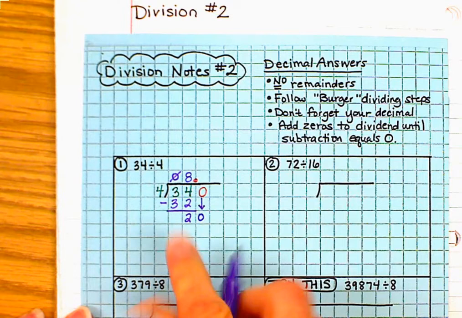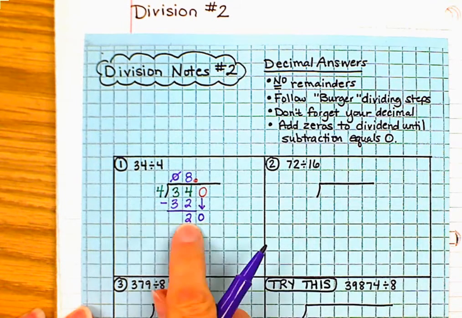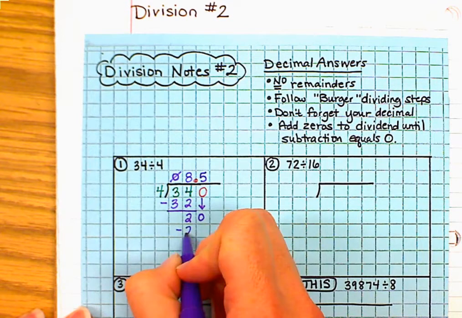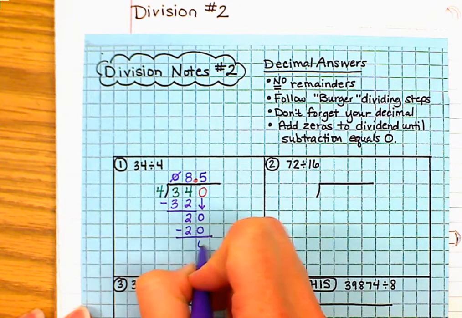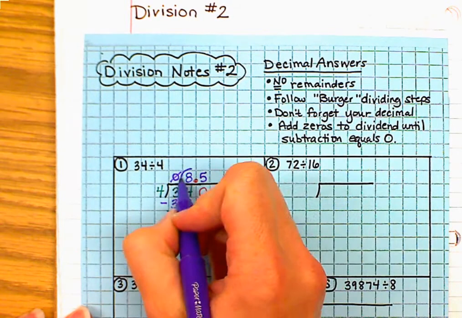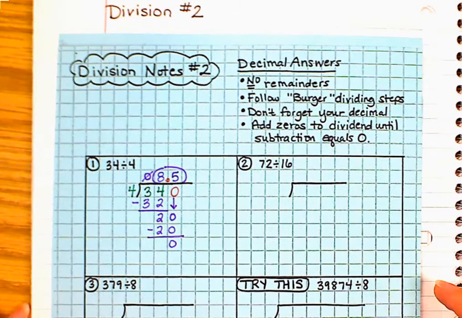Now that becomes a 20. So then we divide again. 4 into 20. It goes 5 times, and it goes in evenly. So now I've got a 0 down here. Now I'm finished. And my answer is 8.5. That's a decimal answer. Let's try another one together.